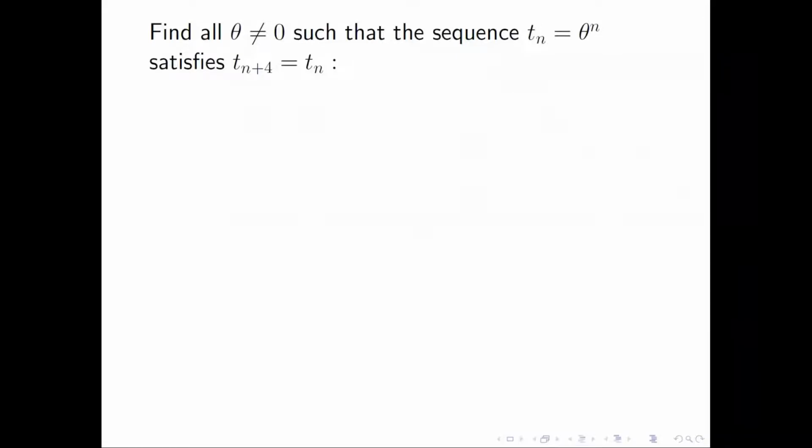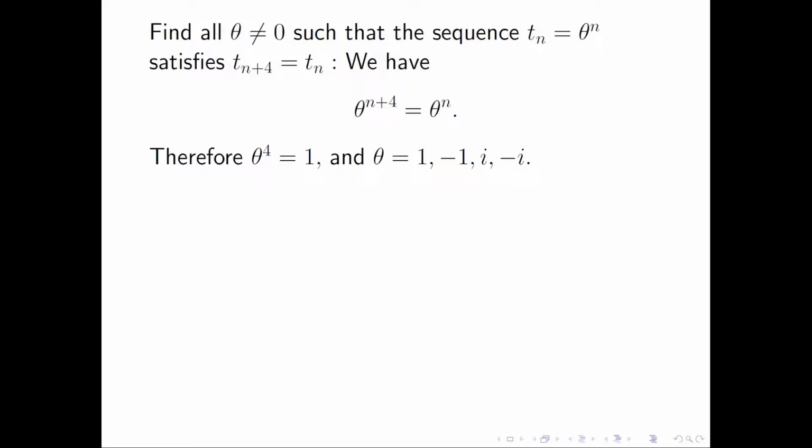Another way to solve the problem is to use geometric sequences. Let T_n be theta to the power n that satisfies the recursive pattern T_(n+4) equals T_n. Plug it in, we have theta to the power n plus 4 equals theta to the power n. Then theta to the power 4 equals 1, which has 4 roots: 1, -1, i, and -i.